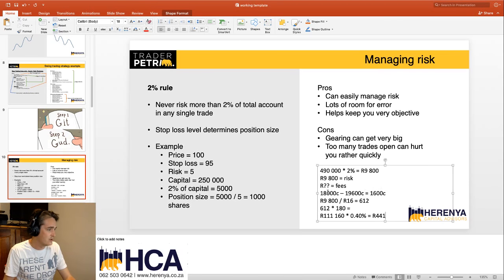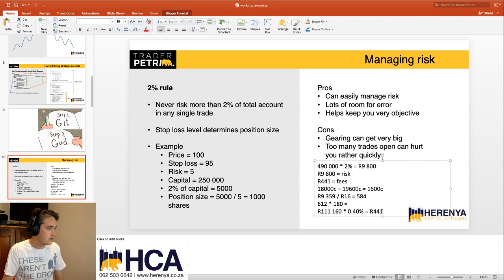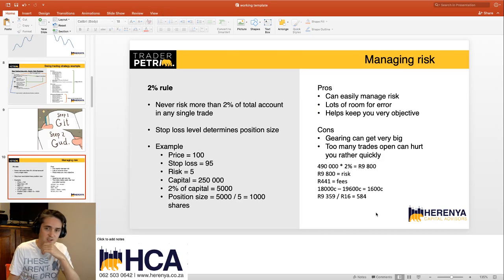Now you're going to include your 441 Rand fee in your equation, and take that out of the risk balance that you're taking. So 9,800 minus 441 gives us 9,359, divided by 16 Rand, which now changes our number of shares to 584.93. We're going to round down because we're keeping it safe and tidy. So 584 is the total number of shares that we will then be buying in this situation.